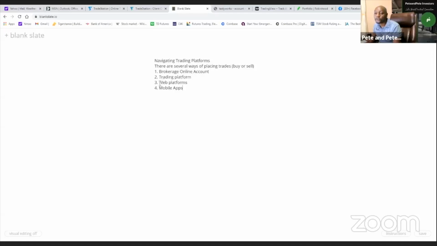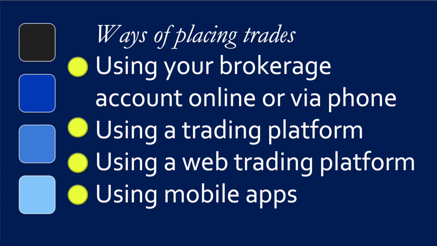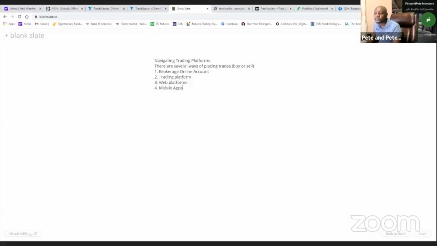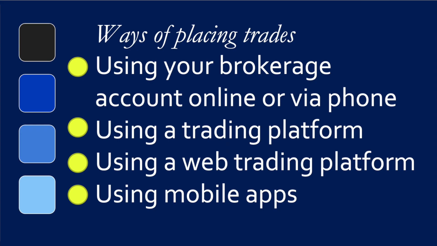Then there's another way of trading using web platforms. Some brokerage accounts will have a web platform where, let's say you're traveling, you're in an airport somewhere, you don't have your platform with you or your laptop, you can just jump into your account online, go to the web platform and do analysis there. And then the last thing is mobile apps. A lot of people use their phones. You can quickly place trades there if you know how to navigate your mobile app. So those are the four ways.